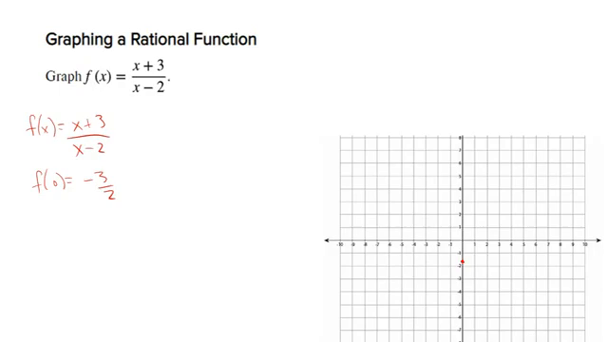We can also find the zeros of the function by setting the numerator equal to 0. This will be the point where it crosses the x-axis. When y is equal to 0, that will give us x equals negative 3. So here's our x-intercept.